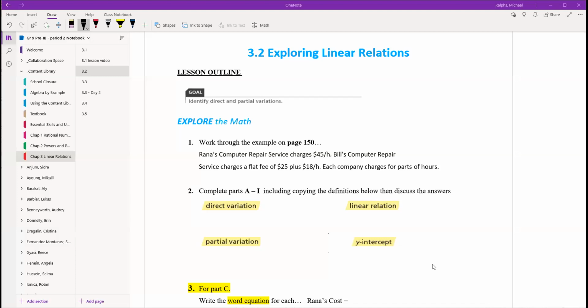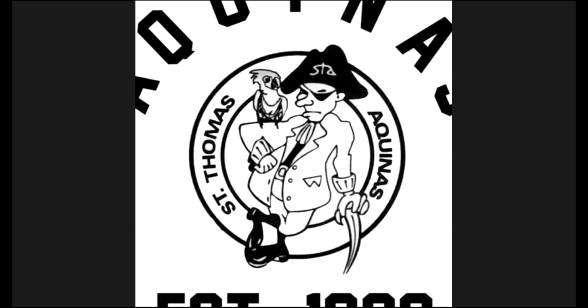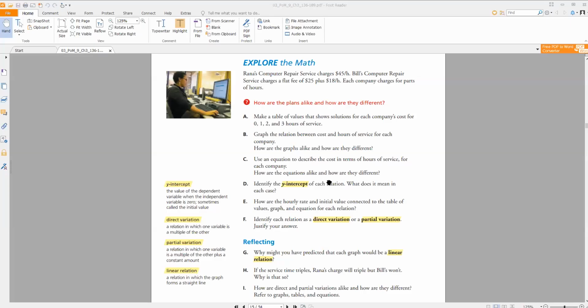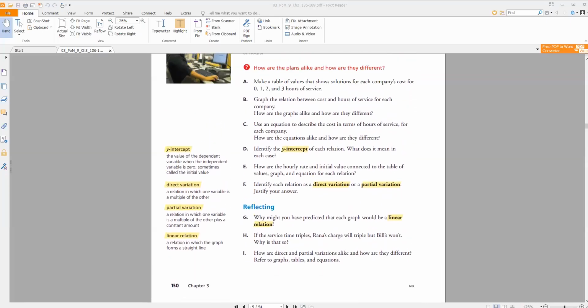We're going to be looking at lesson 3.2, exploring linear relations right now. We're going to be going through and exploring the math from the textbook, starting on page 150, and I'll call that up for you right now, just to show you what that looks like. Okay, so here's the page that we're going to be looking at.